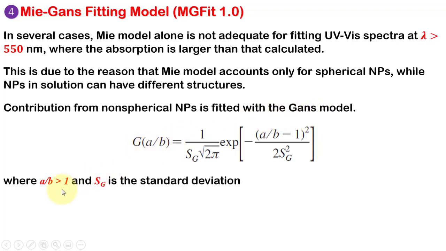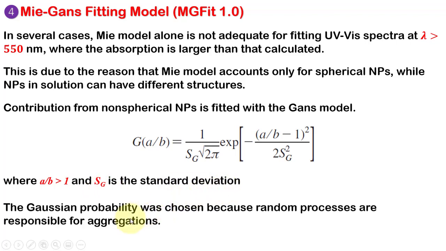where A over B, greater than 1, is the ratio of spherical to non-spherical particles and Sg is the standard deviation. The Gaussian probability was chosen because random processes are responsible for aggregations.